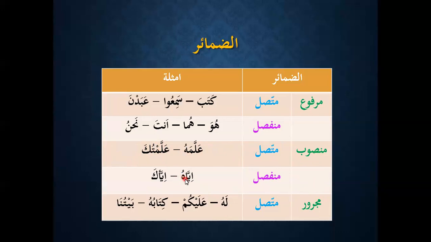So see, hu is separated from iya. That's the only one. Iya and iyaka. That's the only munfasil one. And they are mansub. Iyaka. To you. To him. Iyahu. To him. To you. From you. So making it emphasized. So iyaka na'budu.